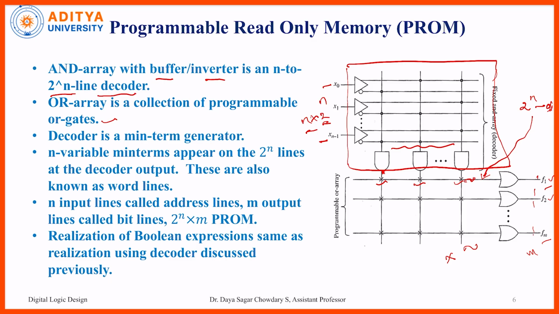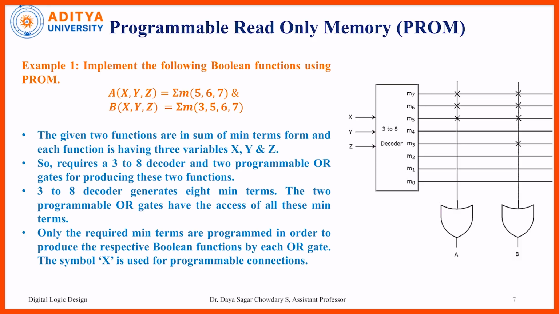Here there are 2 to the power of n inputs, and finally we get m outputs from this second circuit, that means the programmable OR array circuit. So we can realize Boolean expressions. We will see this with the help of examples.